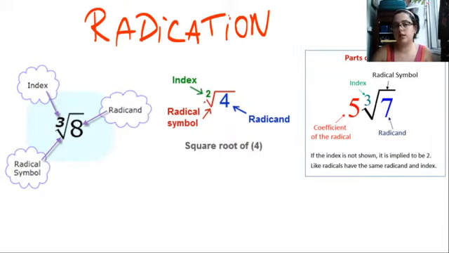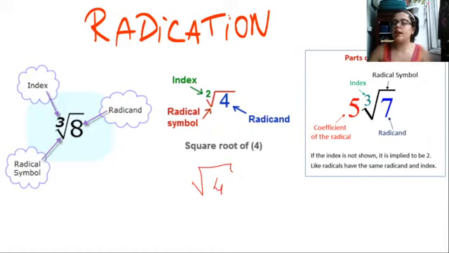Here we have another example. I have the square root of 4. 4 is my radicand, this symbol here is the radical symbol, and 2 is my index, okay? Remember that sometimes we just put it like this, we omit the number 2, but the number 2 is there, okay?